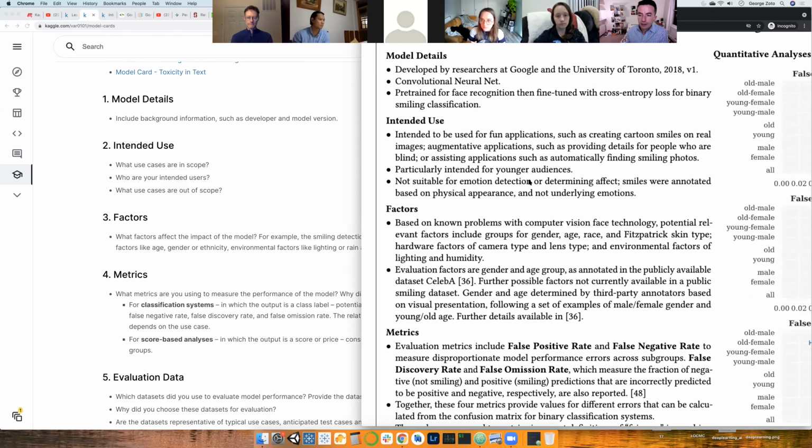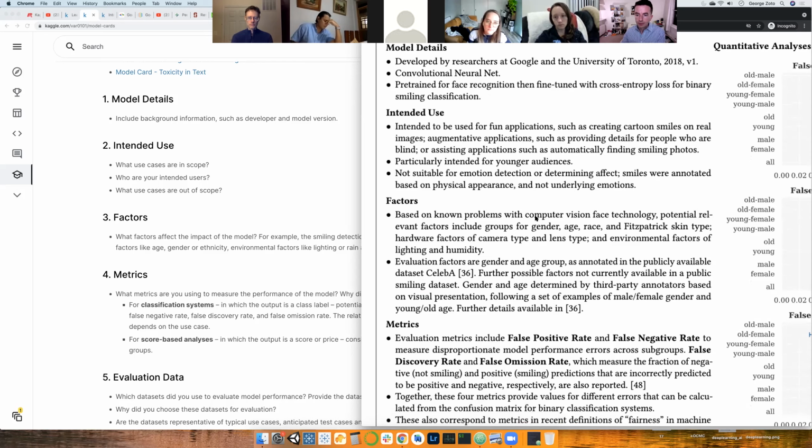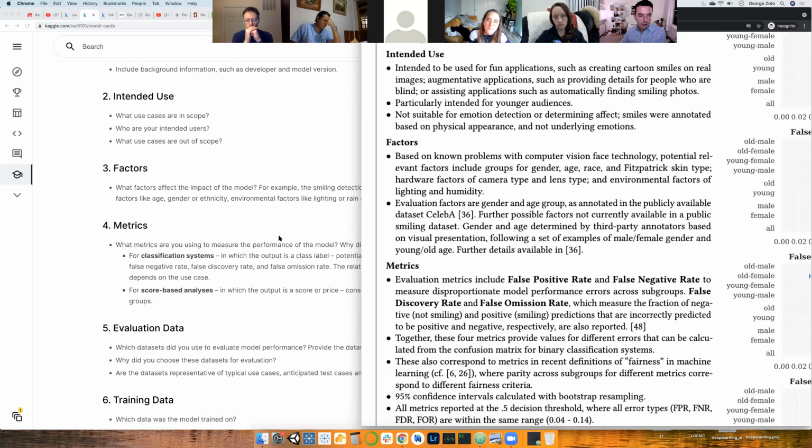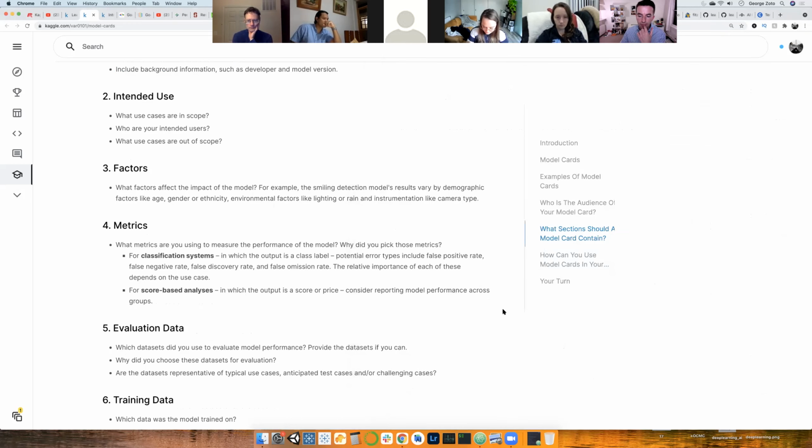What is it not intended for? It is not intended for emotion detection or determining affect. Smiles were annotated based on physical appearance and not underlying emotions. Okay, good to know. Factors. So what factors affect the model? Is it maybe age, gender, ethnicity, environmental factors, the camera type, the light condition, the distance from the camera, and so forth?